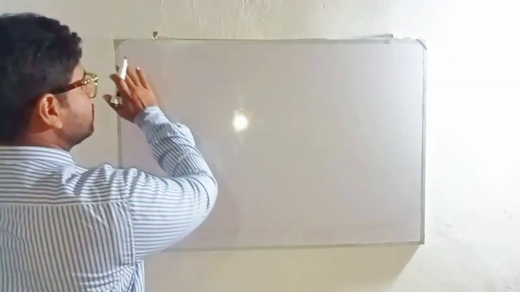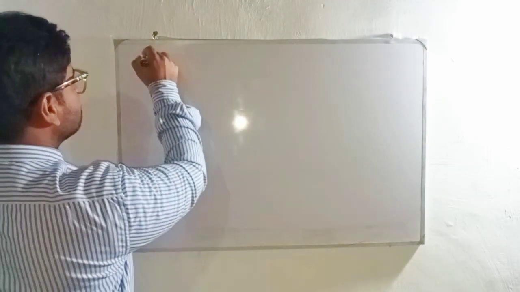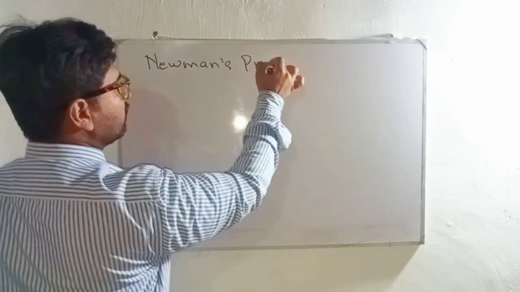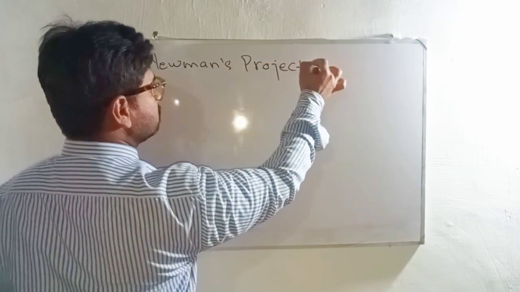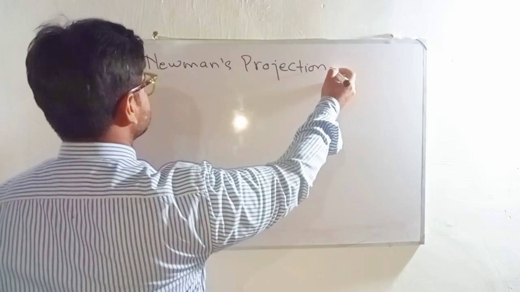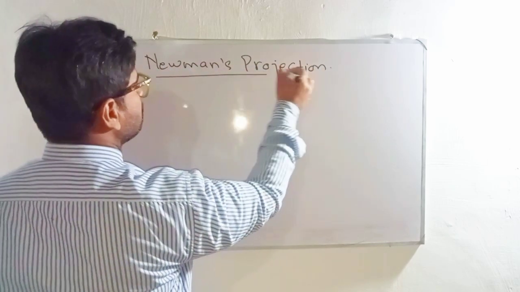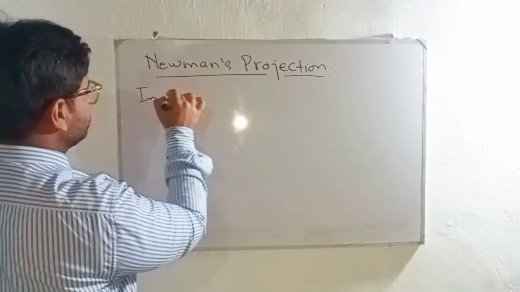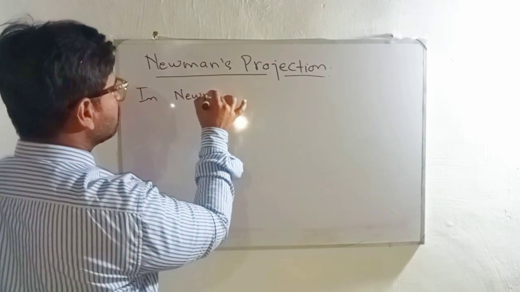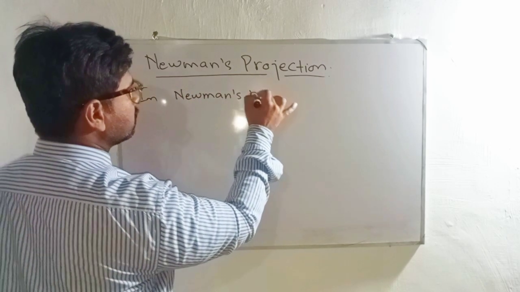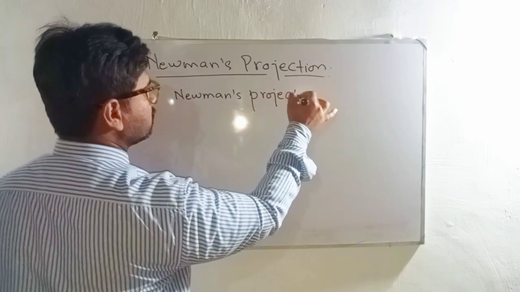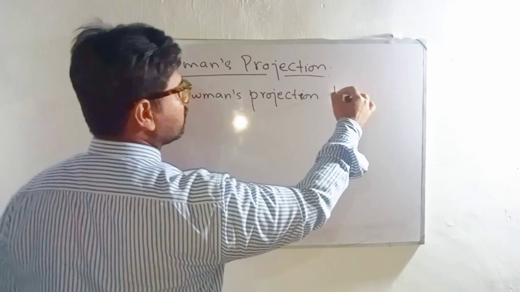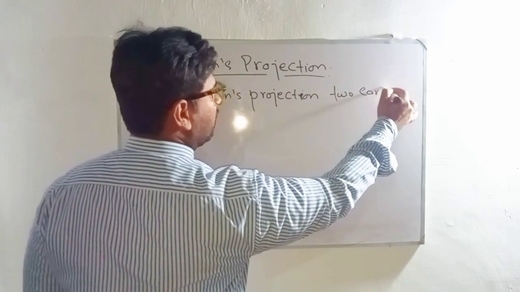Today we are going to start Newman's projection. So, in Newman's projection, two carbon atoms are selected.